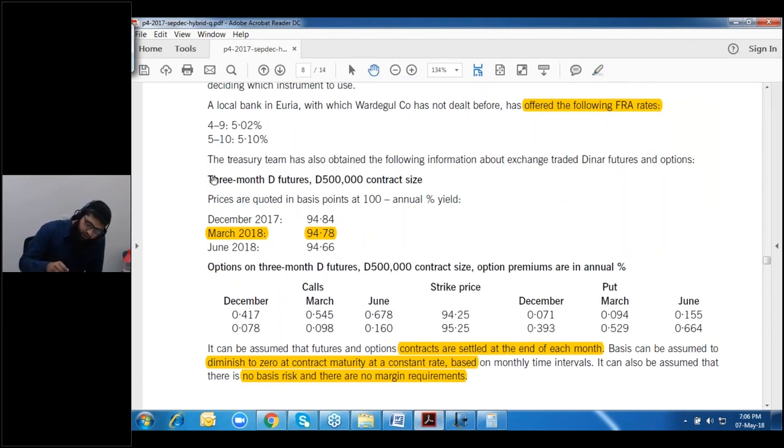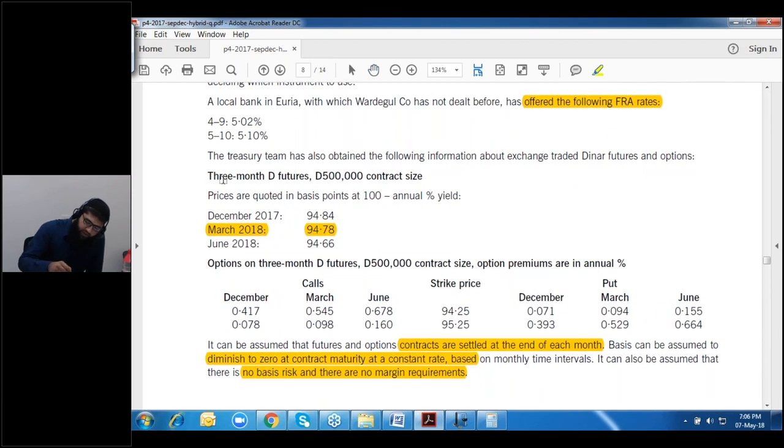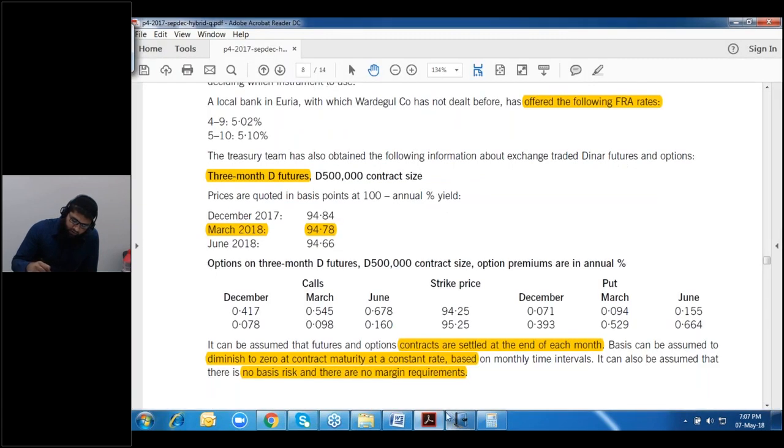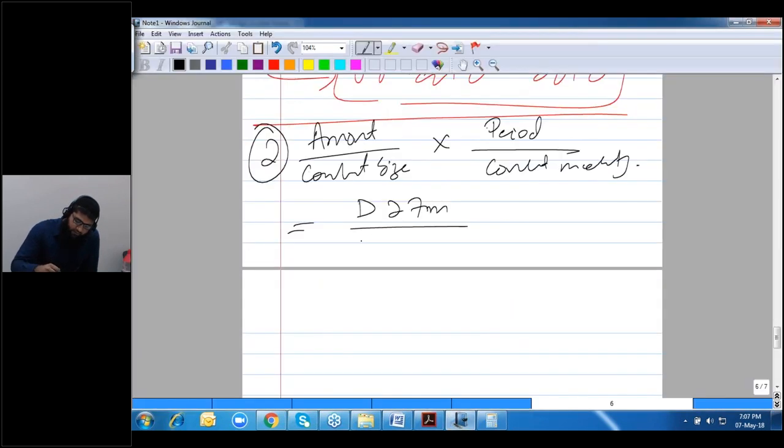Now, if you look at this question, it says 3 month D futures. Now, what is this 3 month D futures? It actually means that these are the contracts which are going to have a maturity of 3 months. It's a 3 month contract. Now, let's see. So what exactly is the amount? Amount is D 27 million divided by the contract size. What is the contract size? D 500,000. The contract size is D 0.5 million, multiplied by the period.